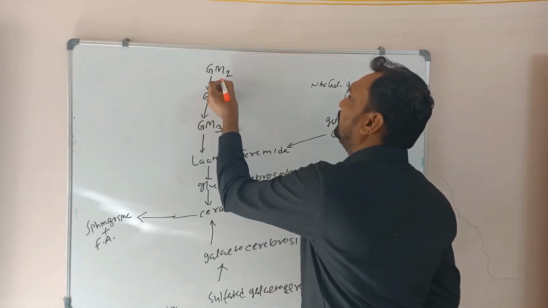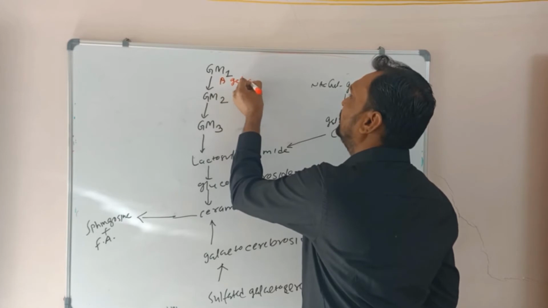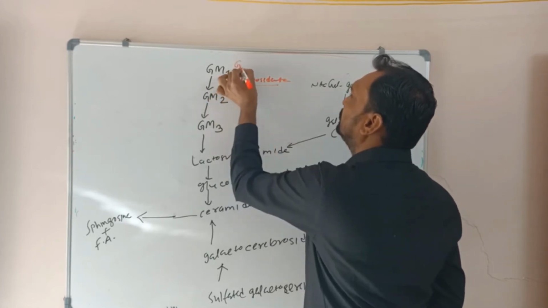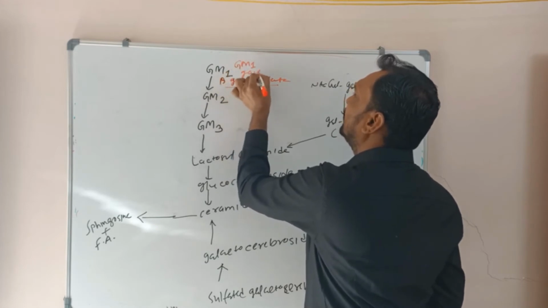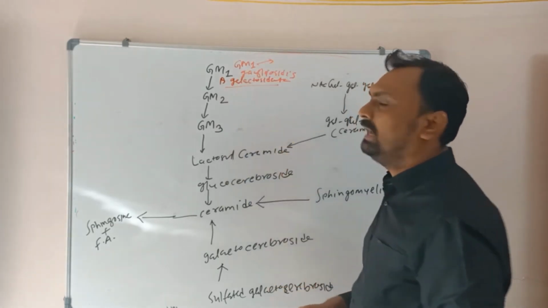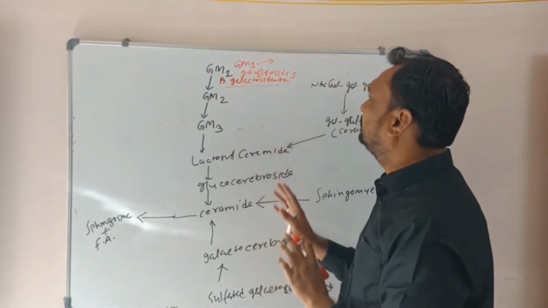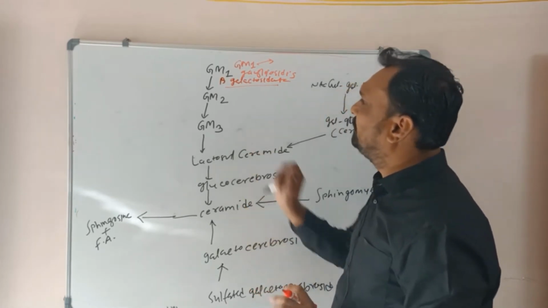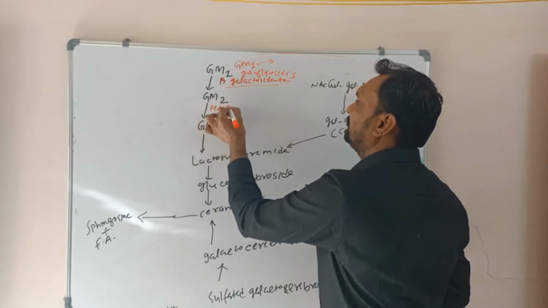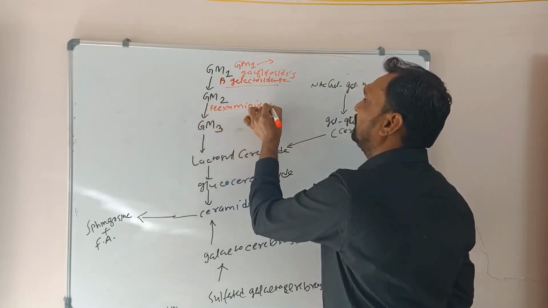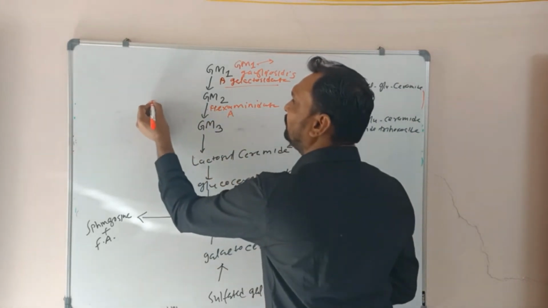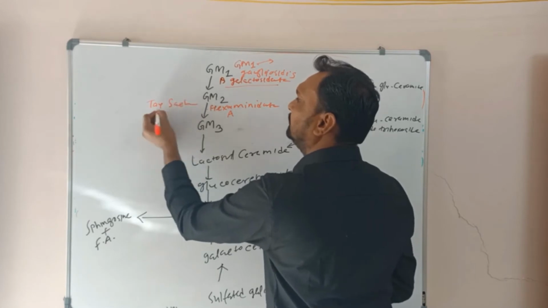So here, if the enzyme beta galactosidase is deficient, it will lead to GM1 gangliosidosis. And what are the features? Features like mental retardation, cherry red spots, and hepatosplenomegaly will be there. Now very important here, this enzyme hexosaminidase. If this hexosaminidase A enzyme is deficient, it will lead to Tay-Sachs disease.